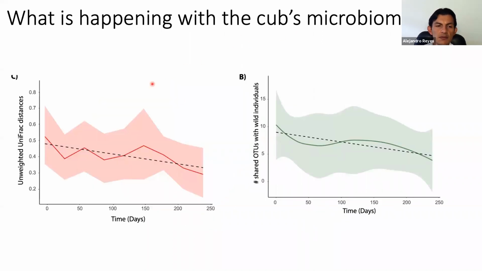So when we look specifically at the cubs, we can see that the distance to the captive animals is decreasing over time, suggesting that they're converging more towards a captive-like community. And the number of OTUs shared with wild individuals is also decreasing, suggesting that they're diverging more from the wild individuals. So this is very important for bear conservation, and it should lead us to think about how we're treating animals in captivity, in particular if we want to return them into the wild.